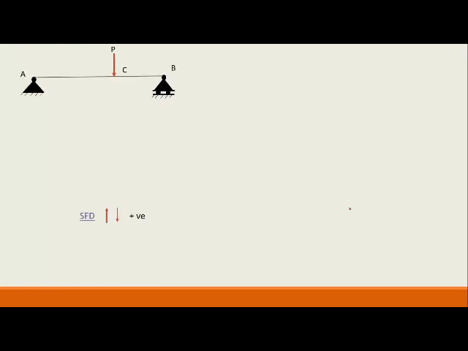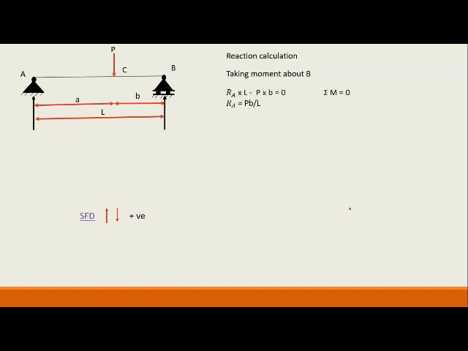Now, if it is an eccentric load with distance a from A and distance b from B, where a plus b is equal to L, the reaction calculation is again taking moment about B. So RA into L minus P into b, because we are taking moment about B, and it should equal 0. So RA is Pb by L.